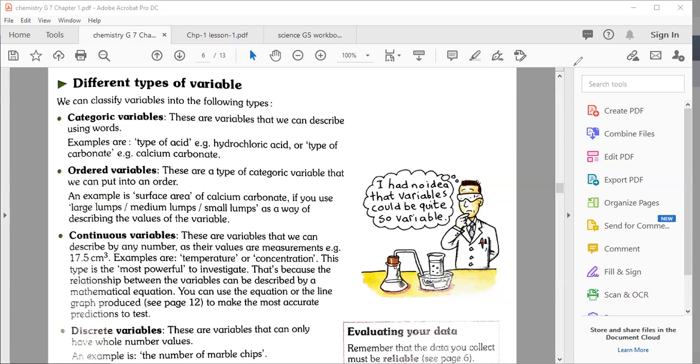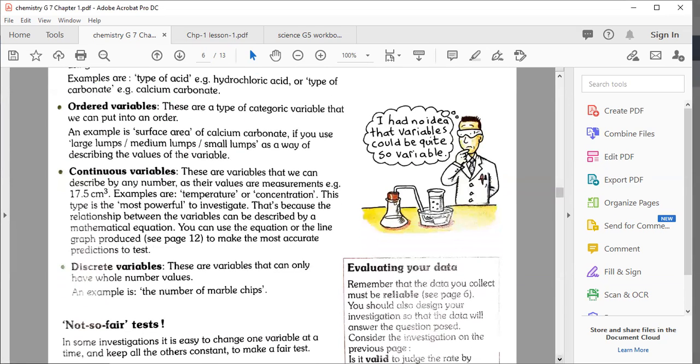After this, we move toward the next one. Discrete variables. What are these? These are variables that can only have whole number values. In mathematics, you know very well about the whole numbers.